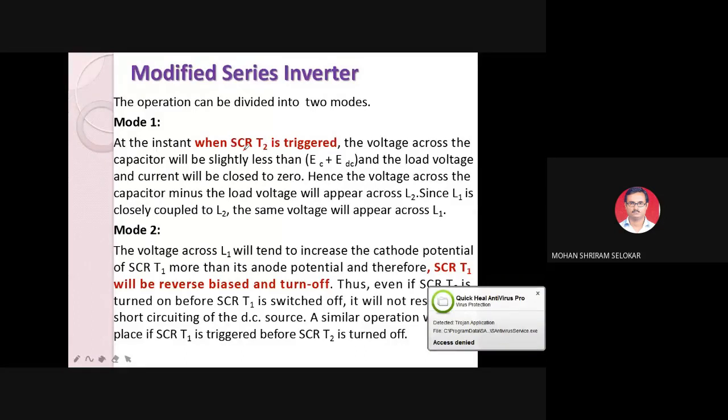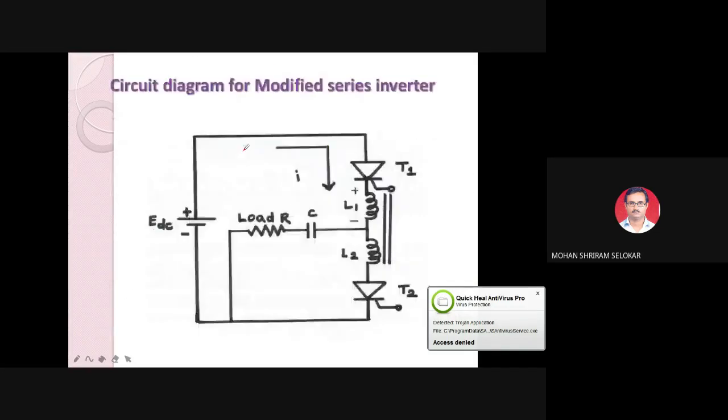And how much percentage of the voltage will appear across the secondary of the transformer depends on the coefficient of coupling. And the coefficient of coupling depends on the medium which is used, or I can say it depends on the core of the transformer, whether it is an iron core or an air core. So when it is closely coupled, the same voltage will appear across the L1.